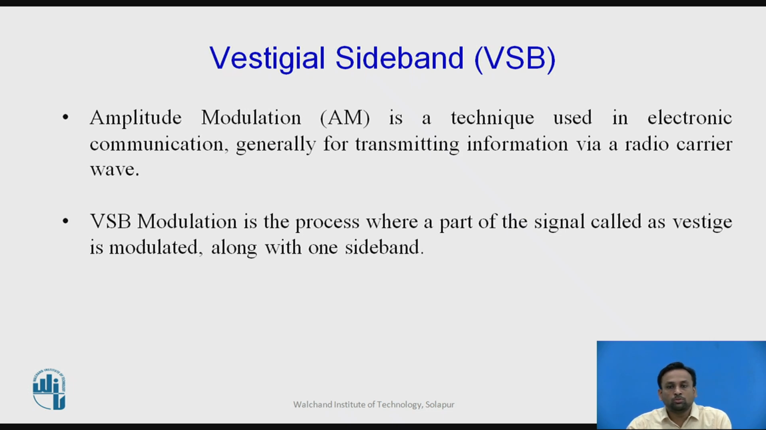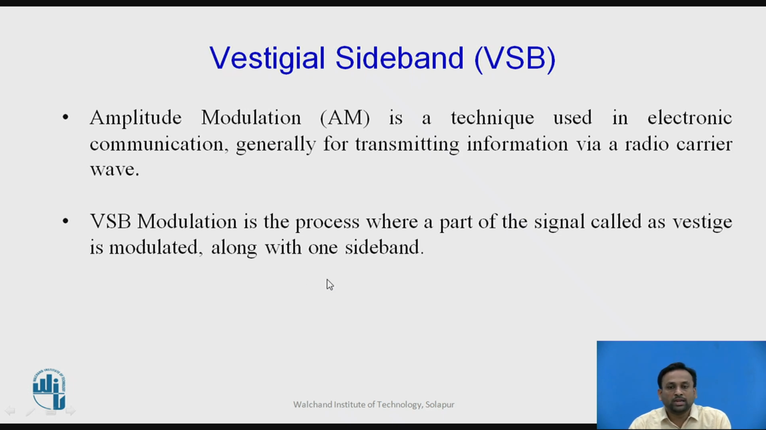The various amplitude modulations are amplitude modulation with full carrier, DSB-SC, that is double sideband with suppressed carrier, SSB, that is single sideband with suppressed carrier, VSB, and ISB. VSB is particularly used for transmission of TV signals, so we are going to look at the application of VSB also. Now we'll start with VSB, the vestigial sideband. Vestigial sideband modulation is the process where a part of the signal, called a vestige, is modulated along with one sideband.